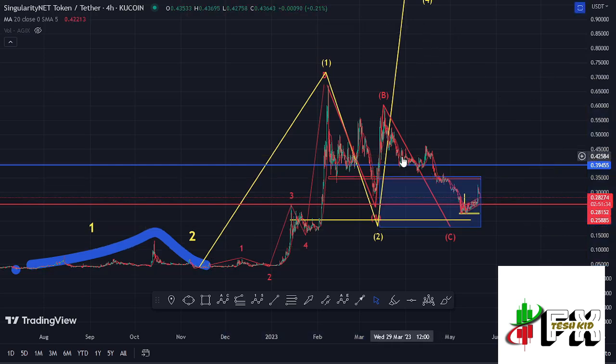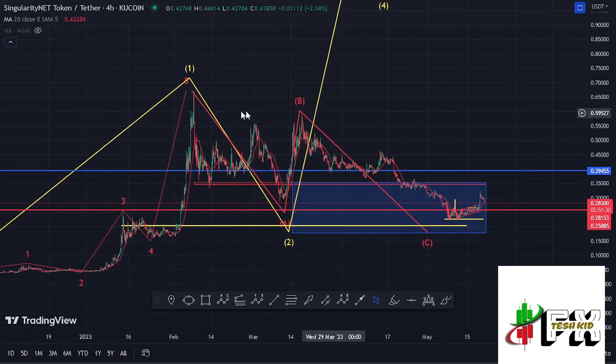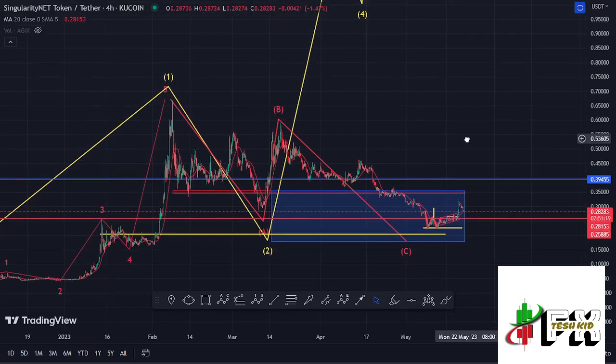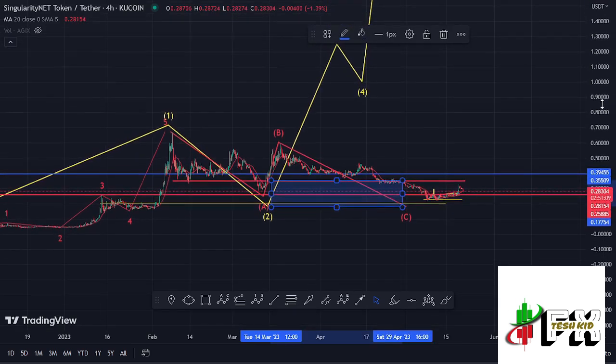And because of the corrective structure in the formation of that wave 2, I also expected to see an ABC corrective structure, which also played out, having the wave C giving us the low at around the $0.22 mark. And that now means that we have managed to do the minimum that we expected it to do in the formation of that wave 2, and there are high chances that whatever we are seeing is the start of a massive run up in the formation of this wave 3.